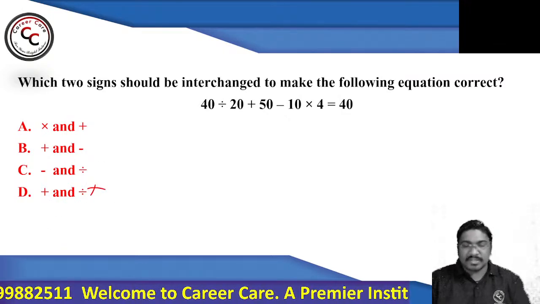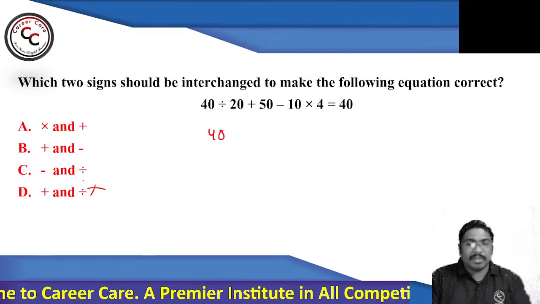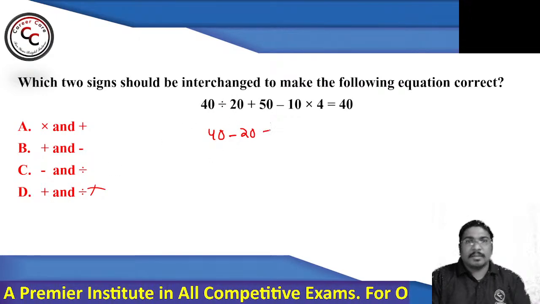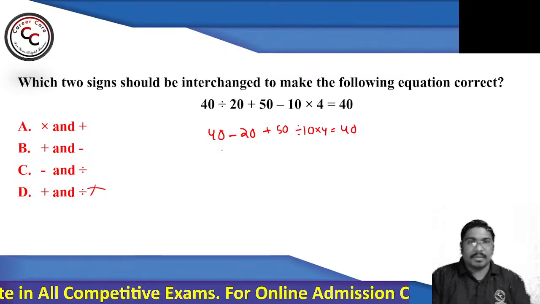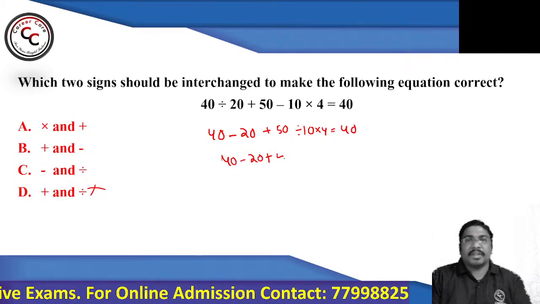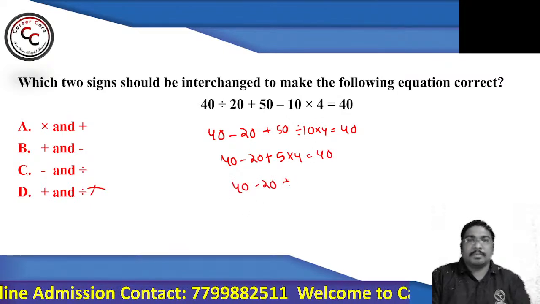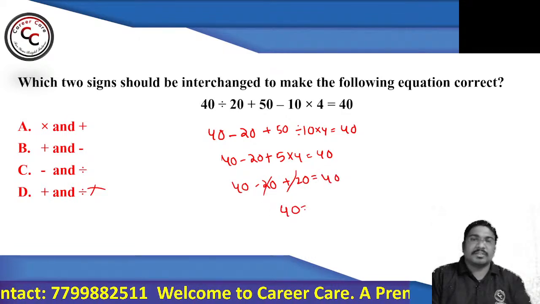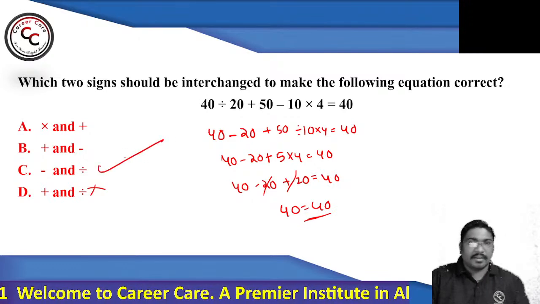Let's check with option C. Why? Because I'm getting option C as the answer. Right? So in option C, what he is saying, minus and divided by should be interchanged. Right? So 40 minus 20 plus 50 divided by 10 into 4 equals to 40. So first priority is for division. 40 minus 20 plus 50 divided by 10, 5 into 4 equals to 40. So 40 minus 20 plus 20 equals to 40. Plus 20 and minus 20 will get cancelled. So 40 equals to 40. Absolutely, you can pick option number C. Right? Nice. Very good. Very good.